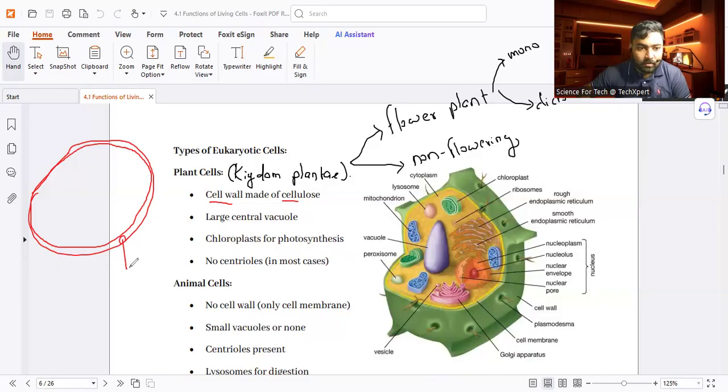This outermost layer is known as the cell wall. You can see this yellow colored region is the cell wall. Actually, it works as a wall. That means it protects the entire cell and gives a shape to the cell. The cell is protected by this cell wall. Understood?